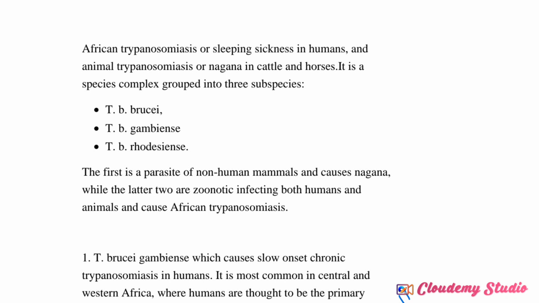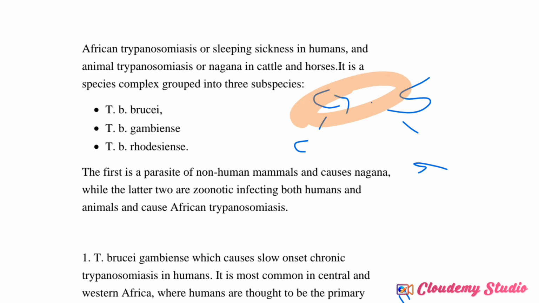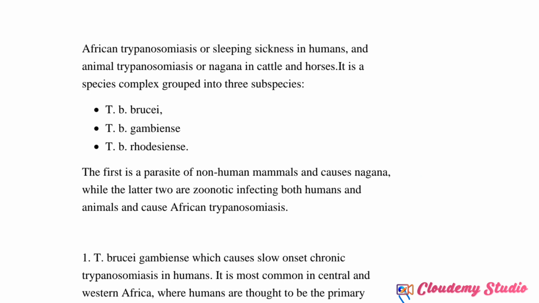We said Trypanosoma brucei, right? And remember, in the system of naming, we have the generic name and the specific name. The generic name always starts with a capital letter, and the specific name always starts with a small letter, right? If you notice very well, we have the generic name already and the specific name already, which is Trypanosoma, that is the generic name, and brucei, which is the specific name. We now still have subspecies under this group of animals.